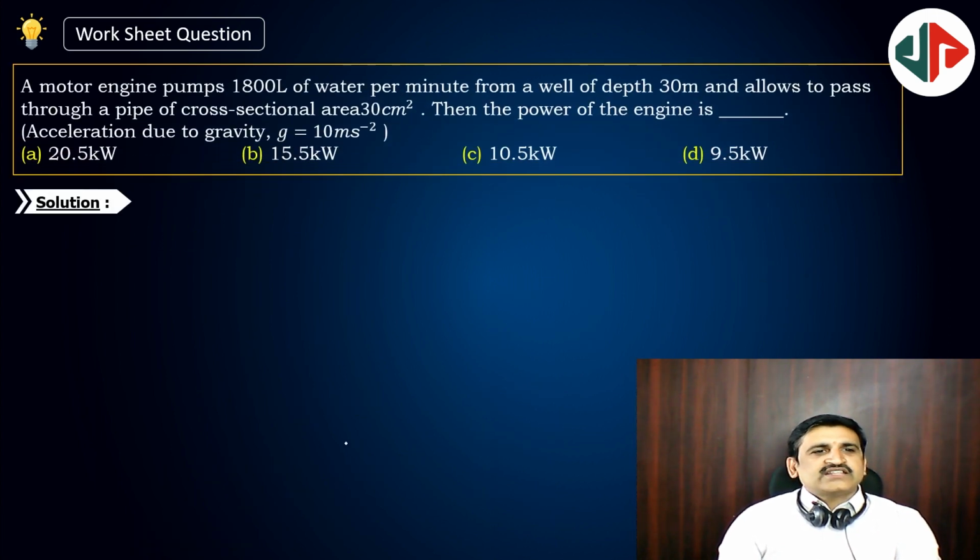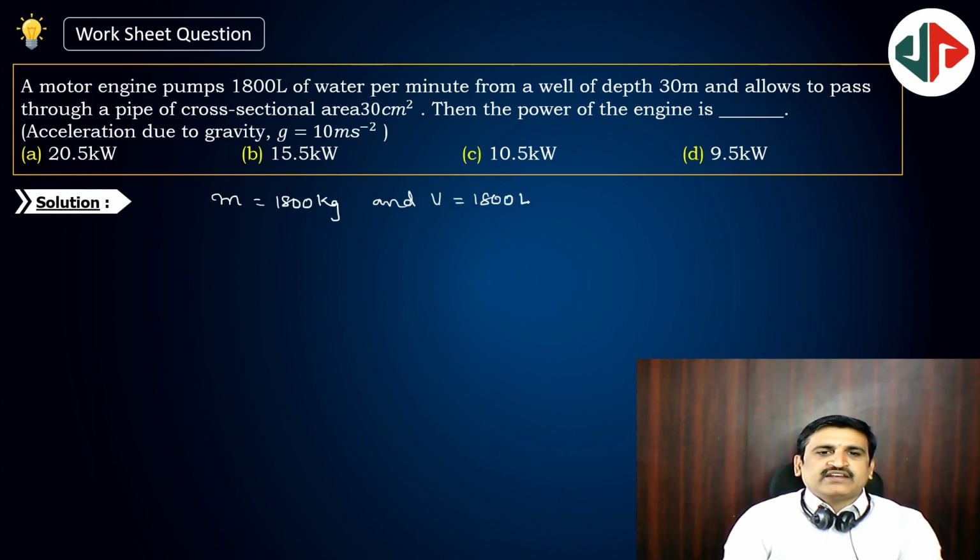A motor engine pumps 1800 liters of water. So mass is equal to 1800 kg, 1 liter equal to 1 kg for water, and volume V is equal to 1800 liters per minute, time T is equal to 60 seconds I can take. From a depth of a well, D is equal to 30 meters, sometimes we'll write it as H, and allows it to pass through a pipe of cross-section area A is equal to 30 centimeter square, 10 power minus 4 meter square. So that should be noticed.